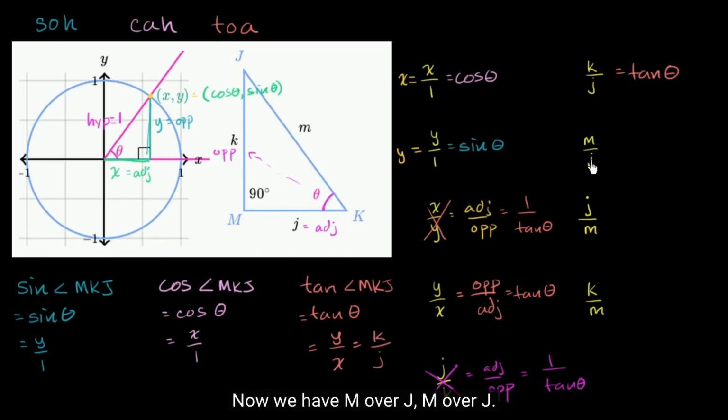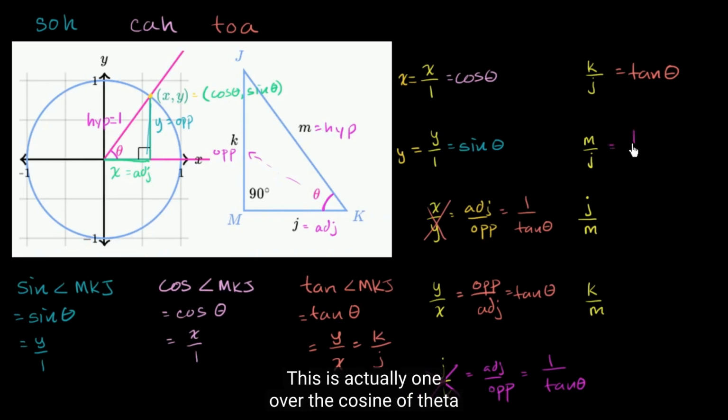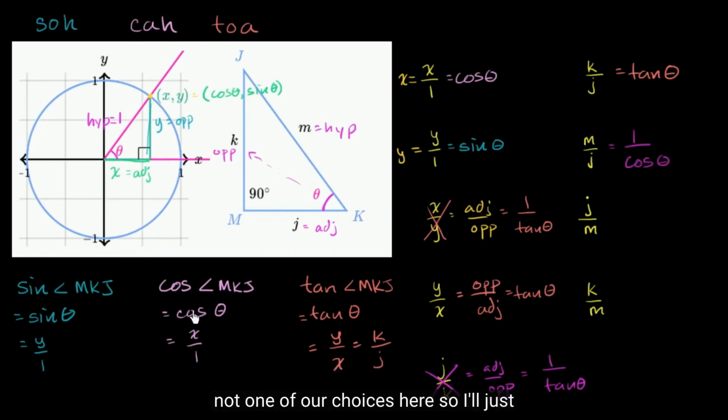Now we have m over j. Hypotenuse over adjacent side. Well, if it was adjacent over hypotenuse, we'd be dealing with cosine, but this is the reciprocal of that. So this is actually 1 over the cosine of theta, not one of our choices here, so I'll just rule that one out right over there.